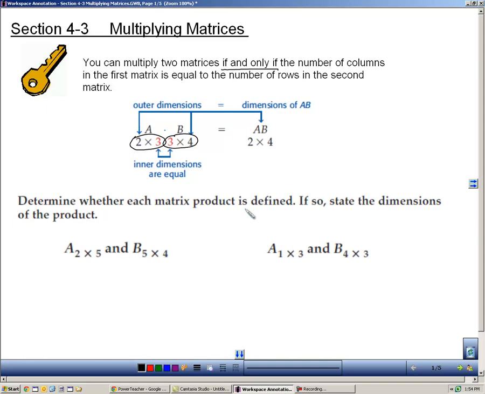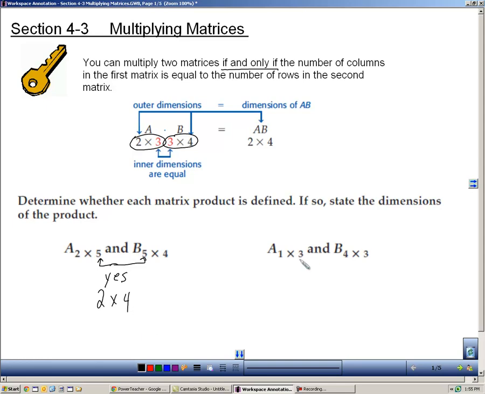Determine whether each matrix is defined. If so, state its dimensions. So matrix A, we're told, is a 2 by 5 matrix. And matrix B is a 5 by 4. Well, notice the inside values are the same. The column and the row of the two matrices is the same, which means if I multiply them, what size will my matrix be? It'll be a 2 by 4. So I can say, yes, these can be multiplied and I'll get a 2 by 4.